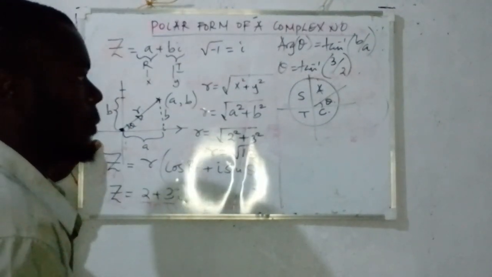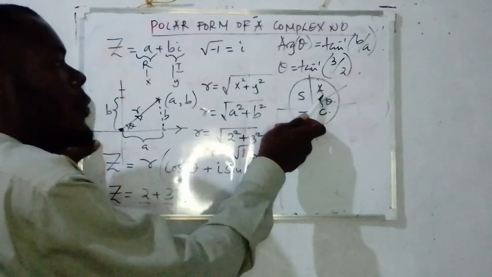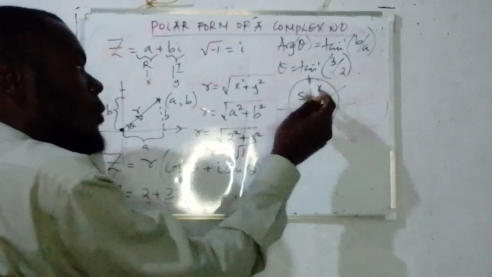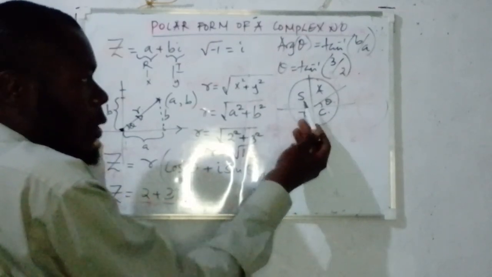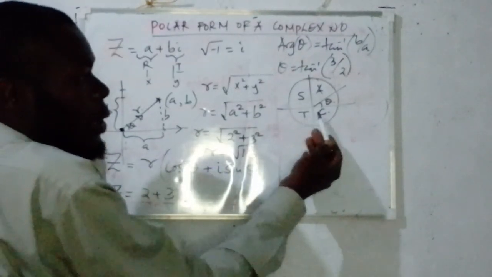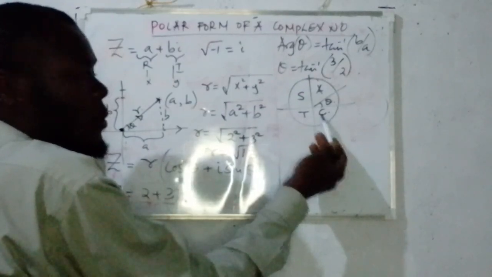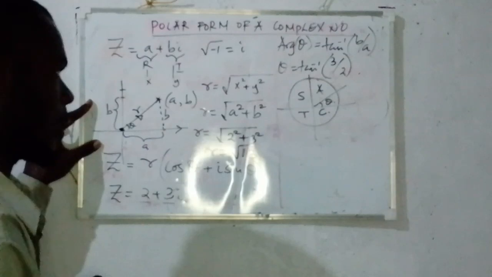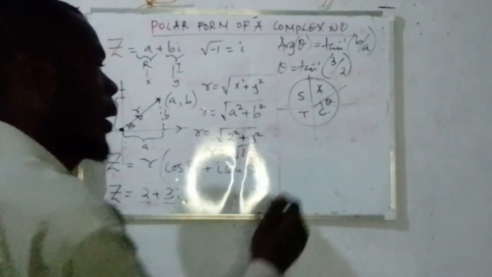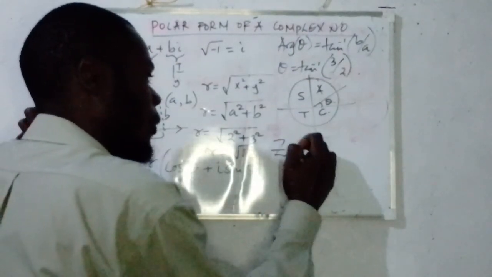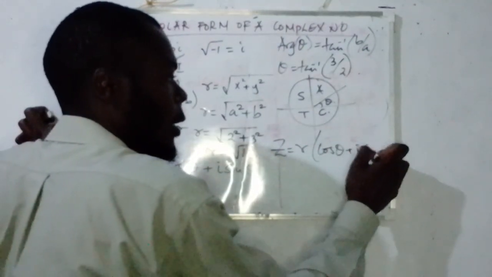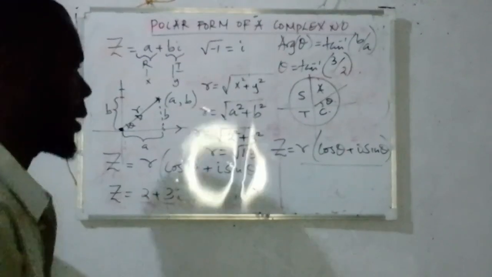argument. If the coefficients are both positive, then it is the first quadrant. If the real part is negative and the imaginary part positive, it is the second. If both are negative, the third. If the real part is positive and the imaginary part negative, the fourth. So after finding theta, you can write your z in terms of r times cos theta plus i sin theta.